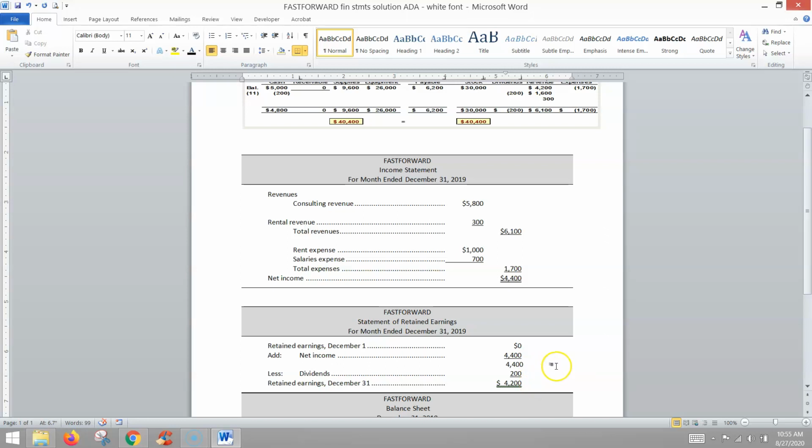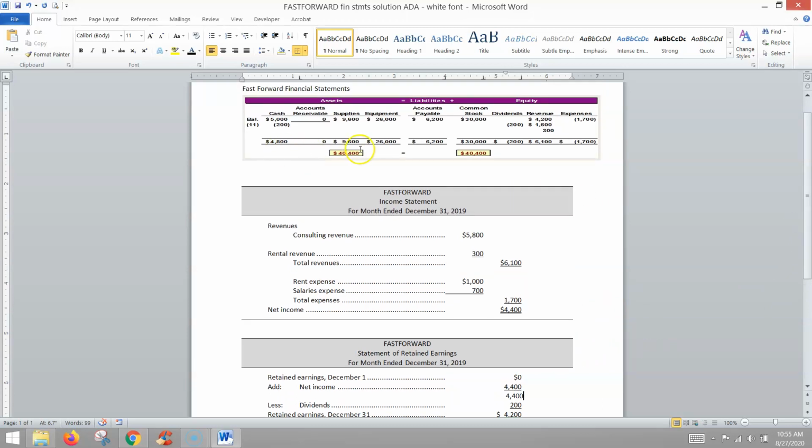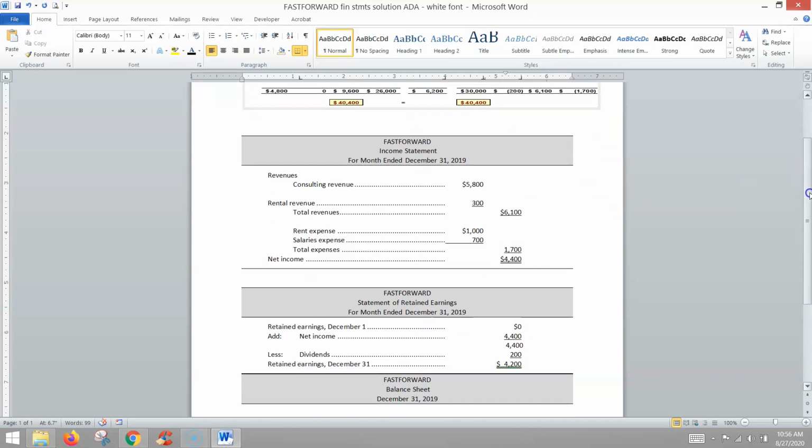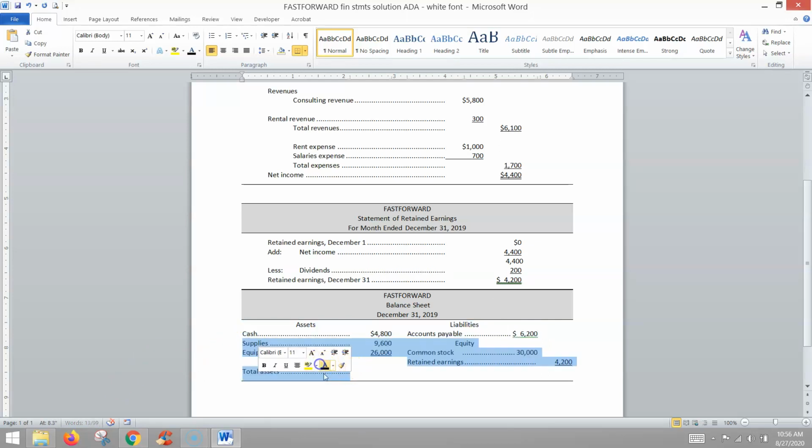We're then going to prepare our balance sheet. We're going to use the retained earnings as part of our balance sheet. The balance sheet looks like the accounting equation. So we're going to use our assets, we're going to use our liabilities, and common stock and retained earnings. So first we're going to list our assets. As you can see, we have our cash, supplies, equipment, and then our total.